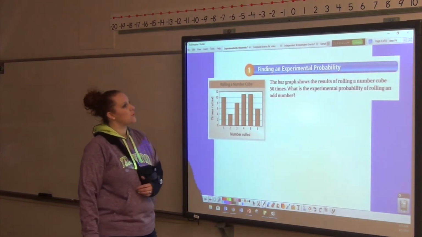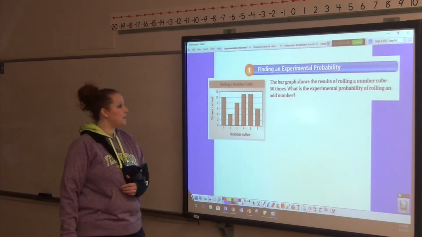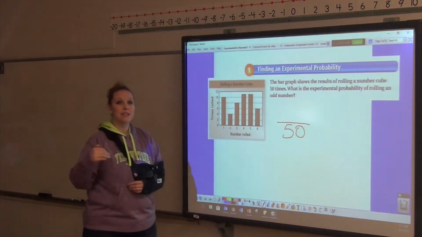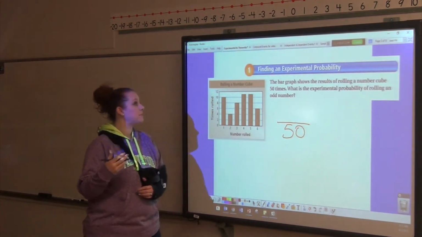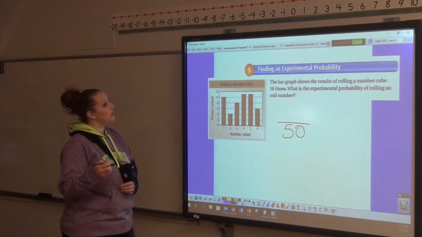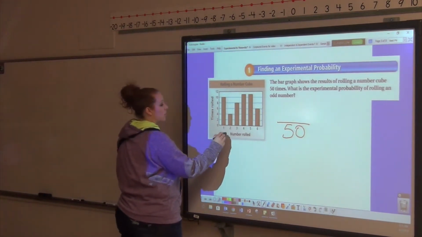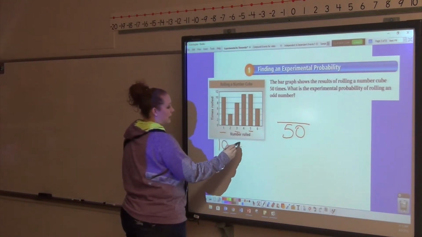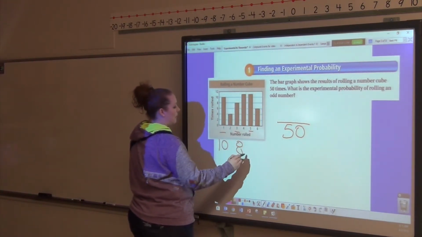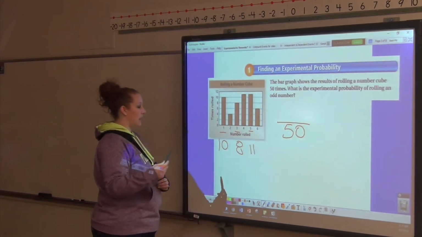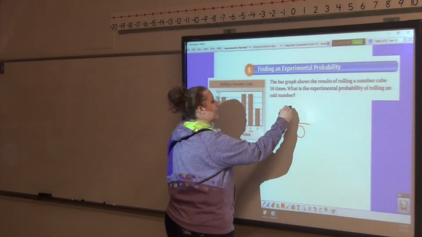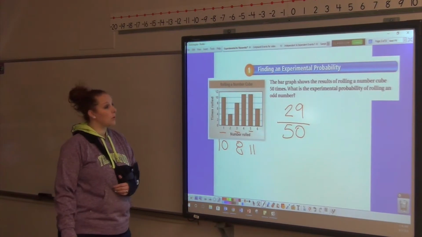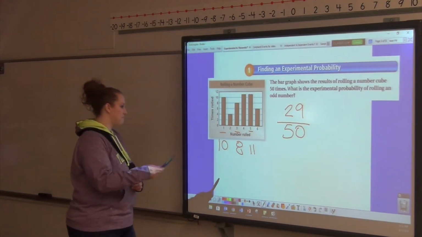The bar graph shows the results of rolling a number cube 50 times. I did that experiment 50 times. What is the experimental probability of rolling an odd number? My odd numbers are 1, 3, and 5. I rolled a 1 10 times, a 3 8 times, and a 5 11 times. So 10 plus 8 plus 11 is 29. The experimental probability of rolling an odd number was 29 out of 50.